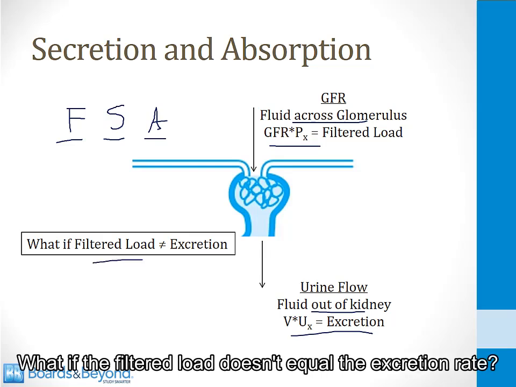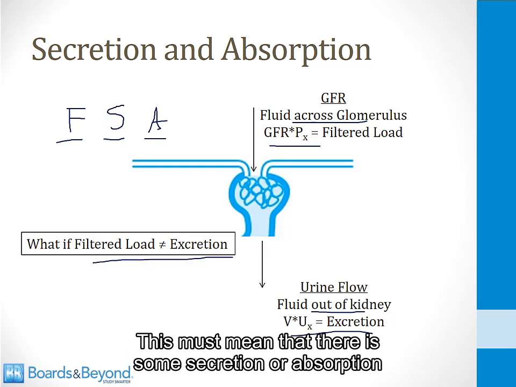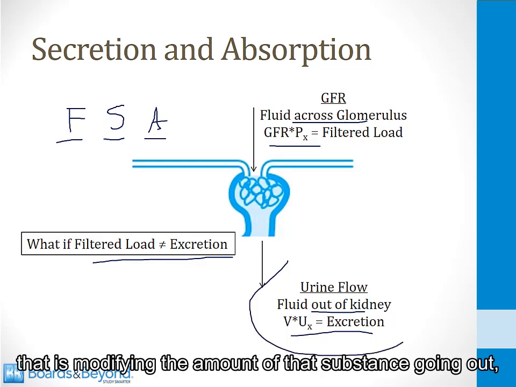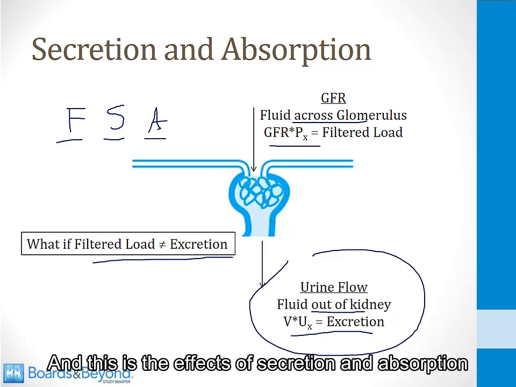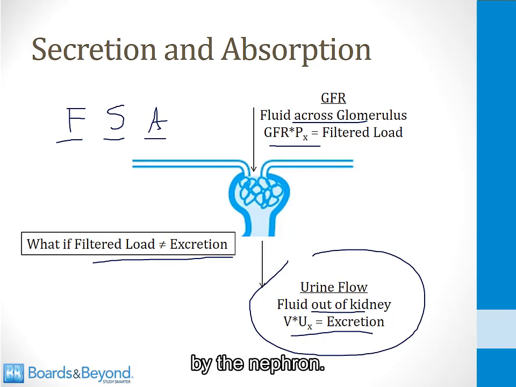What if the filtered load doesn't equal the excretion rate? This must mean that there is some secretion or absorption that is modifying the amount of that substance going out, such that the amount going out is not the same as the amount filtered. And this is the effects of secretion and absorption by the nephron.